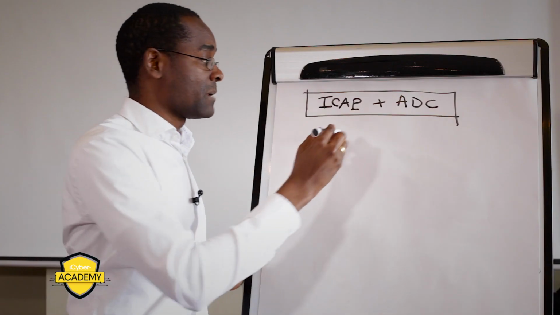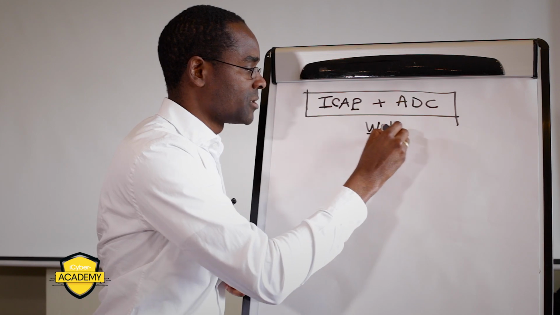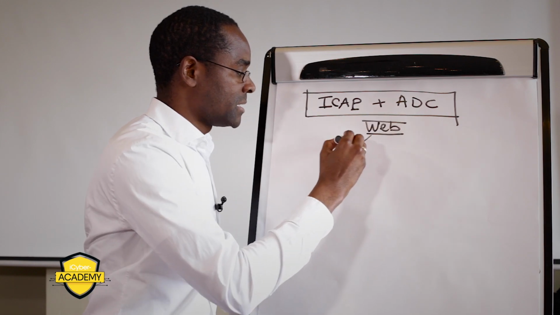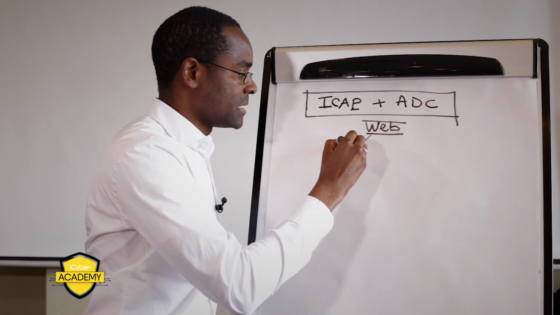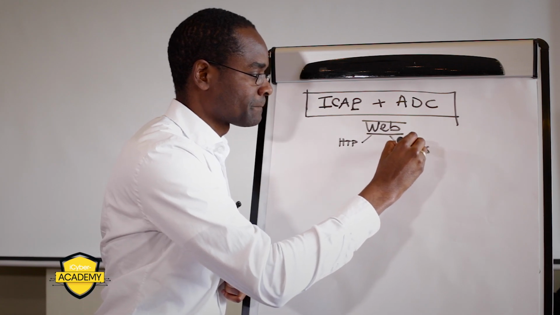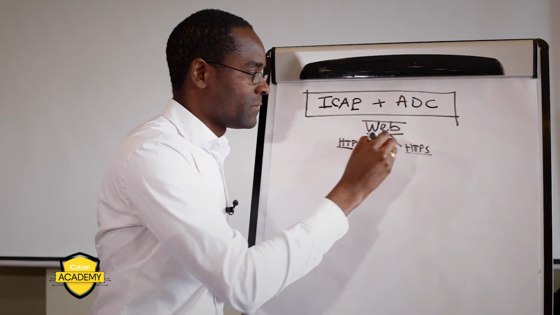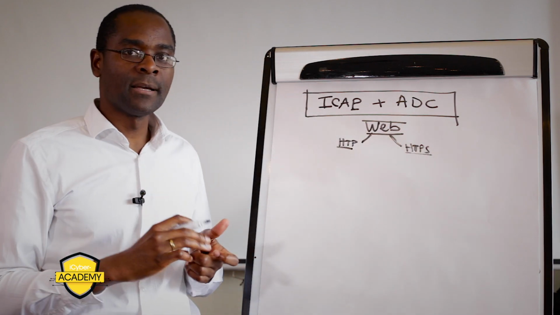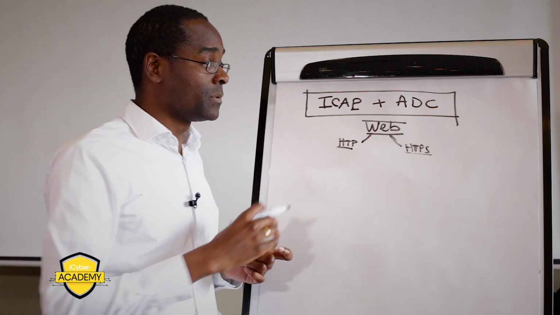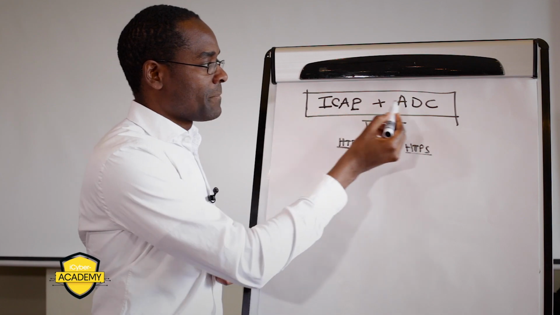More explicitly, I'm talking about web content, so we need to be quite clear about that. Usually this will be your HTTP and HTTPS traffic. So we're not really concerned about any other type of traffic like email and so on; it's quite specific to web-based traffic. So obviously here we're talking about ICAP and ADC.